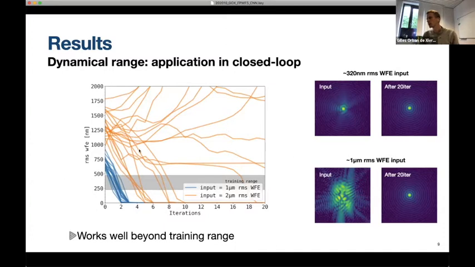But still, I think it's a fairly encouraging result, because if you look at the PSFs themselves, the PSF at 300 nanometer or so doesn't look at all like a PSF with 1 micrometer RMS. So it's to some extent remarkable that it's able to converge with such different PSFs.